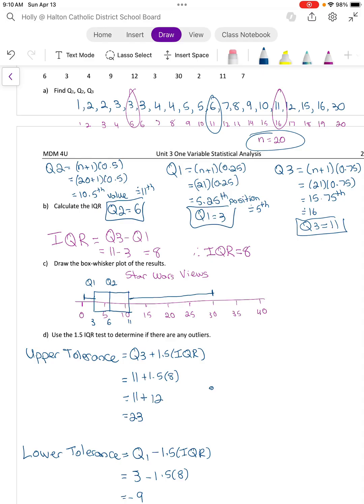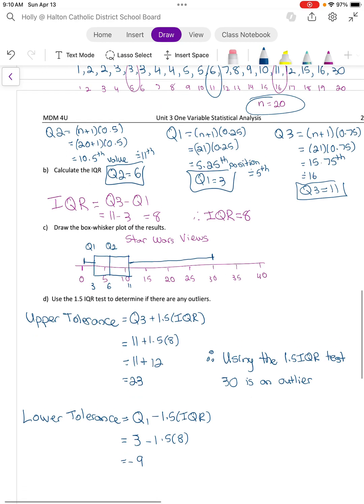So therefore, using the 1.5 IQR test, anything above 23 would be an outlier. Anything below -9 would be an outlier. So in this case, we can say 30 is an outlier. Everything else is okay. And that is your box and whisker plots, quartiles, and IQR.